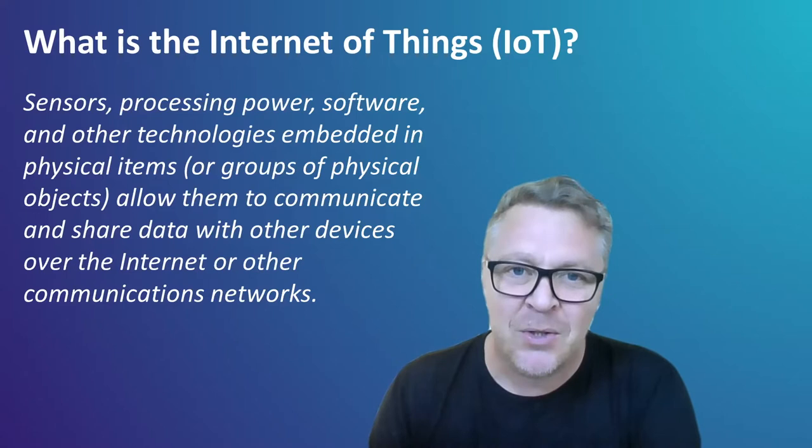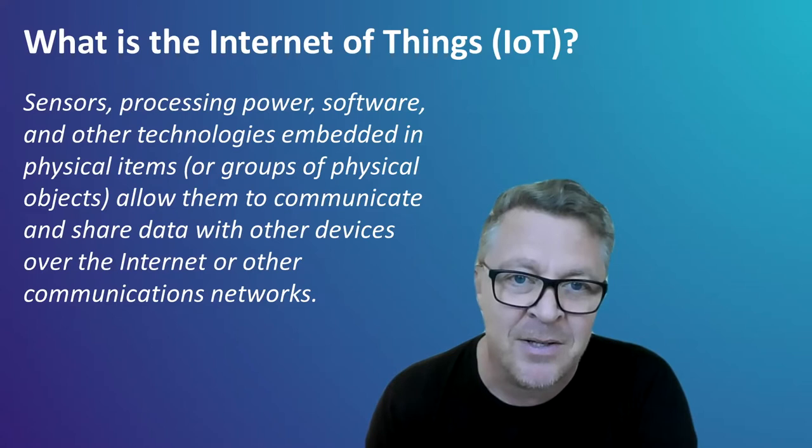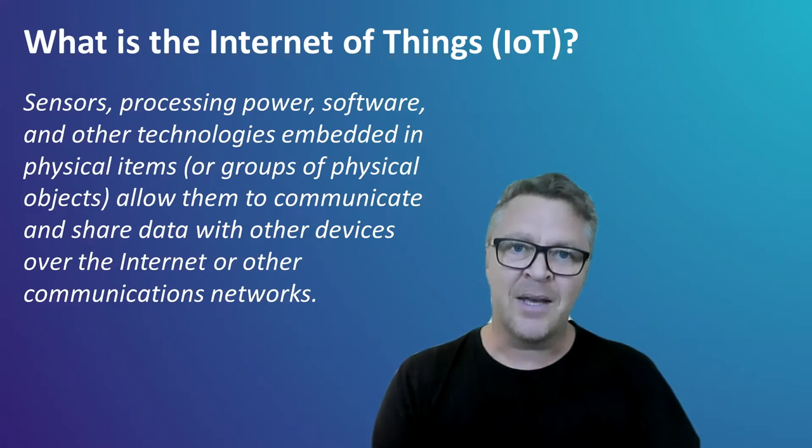Sensors and processing power, software and other technologies embedded in physical items, or groups of physical objects, allow them to communicate and share data with other devices over the internet or over communication networks. So you essentially have sensors, physical devices that collect data and send it somewhere. That is what the Internet of Things is, but it is also a lot more than that.